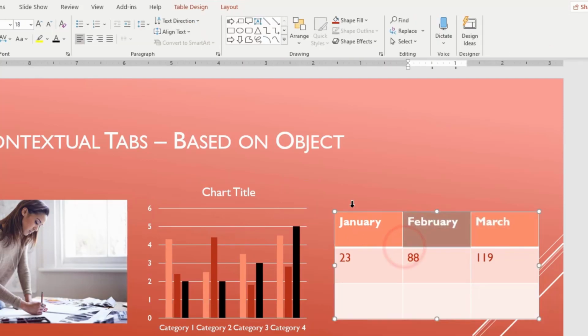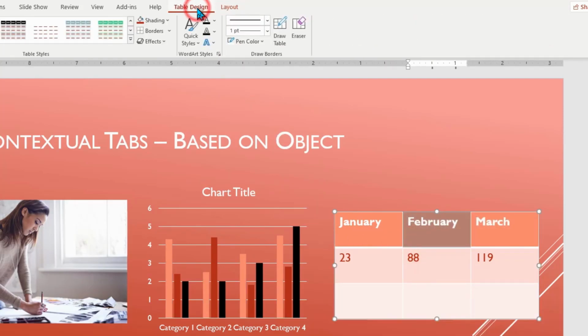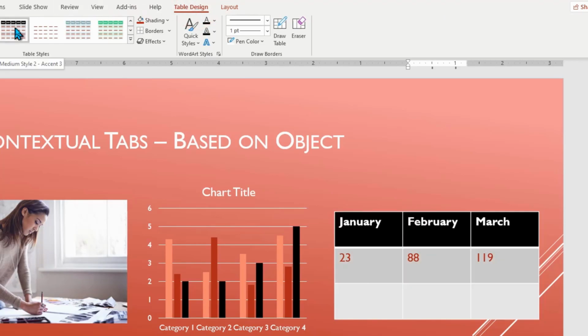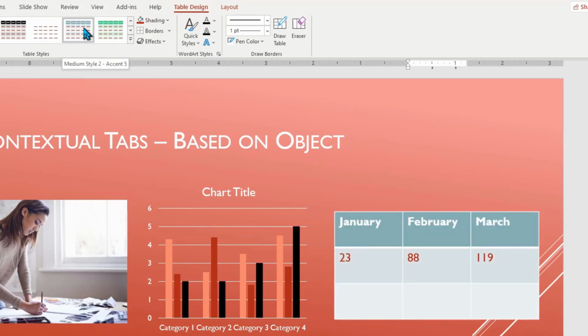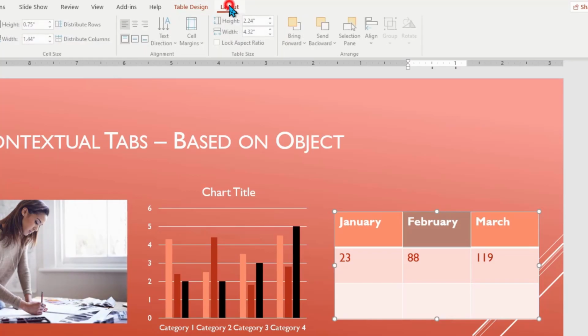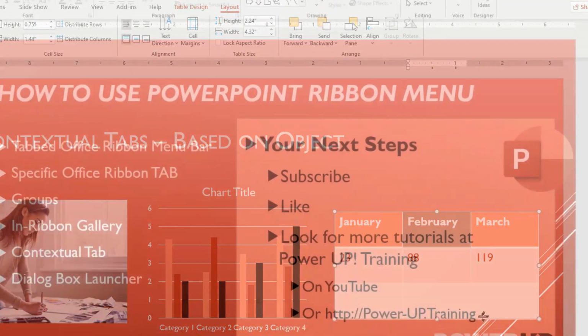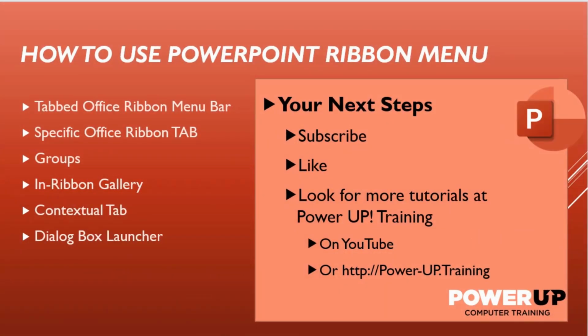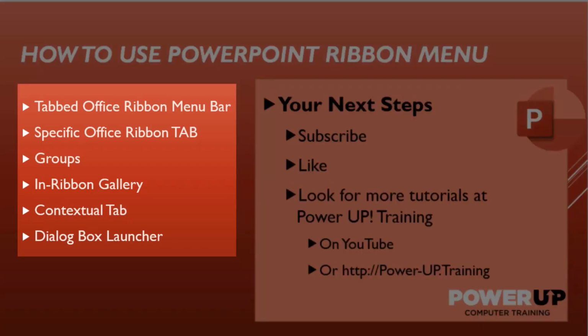If I go ahead and click on tables, I'm going to see that I also now have additional table specific design action icons and a layout set of choices here too. With that, we've just covered all you need to know about the PowerPoint ribbon menu.